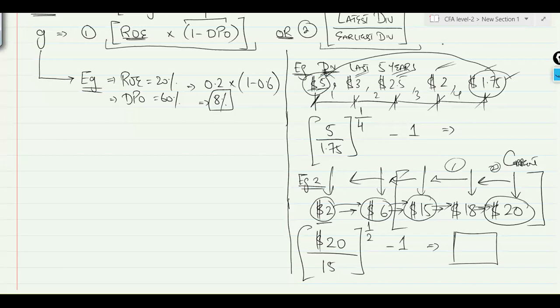So we have discussed how to compute the D1 variable. We have discussed how to compute the growth. The third variable is the cost of equity, or the required return of the equity holders. How to compute that?